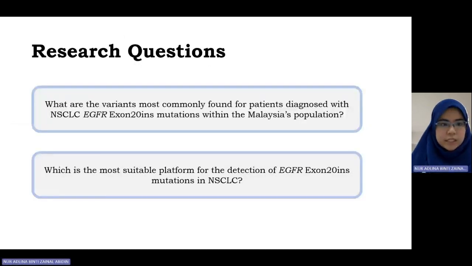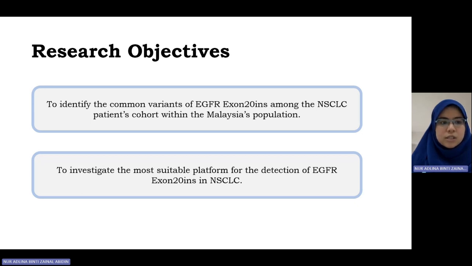The research question for this experiment is: what are the most common variants found among patients diagnosed with non-small cell lung cancer EGFR exon 20 insertion mutations within the Malaysian population? And which is the most suitable platform for the detection of EGFR exon 20 insertion mutations in non-small cell lung cancer? Next are the research objectives. They consist of identifying the common variants of EGFR exon 20 insertions among the non-small cell lung cancer patient cohorts within Malaysia's population. It is also to investigate the most suitable platform for the detection of EGFR exon 20 insertion in non-small cell lung cancer cases.